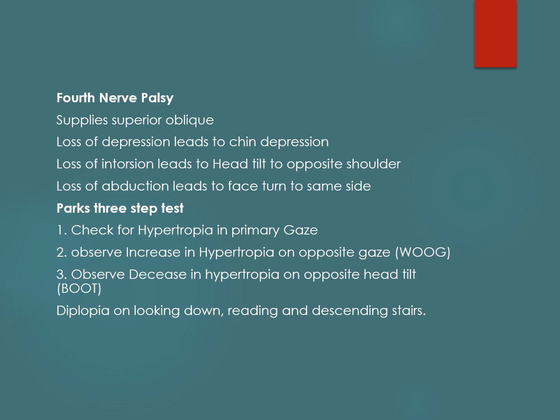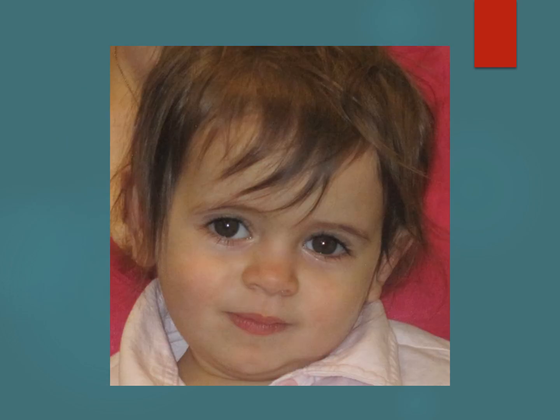The diplopia in fourth nerve palsy is especially troublesome when looking down, that is in reading and descending stairs. This is a picture of a patient with right fourth nerve palsy. The head is tilted towards the left. There is chin depression and the face is slightly turned towards the side of the lesion.